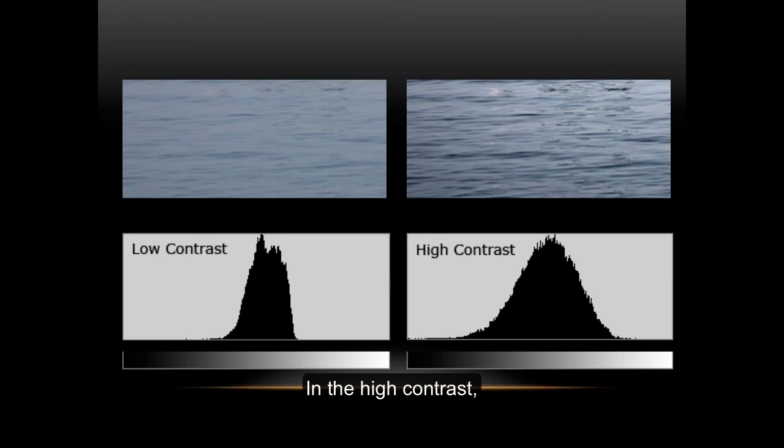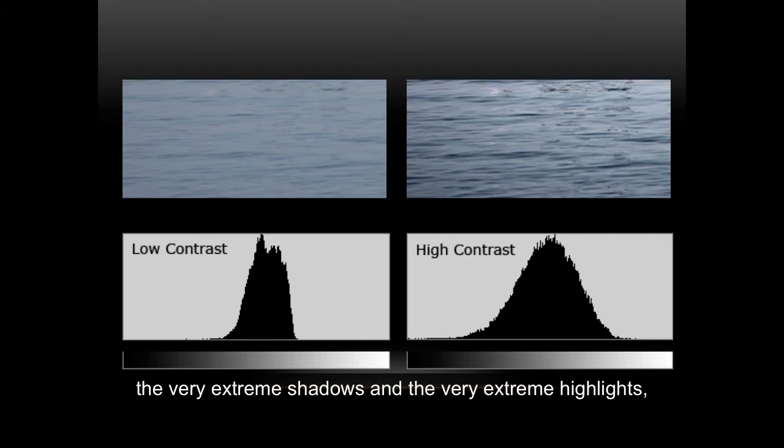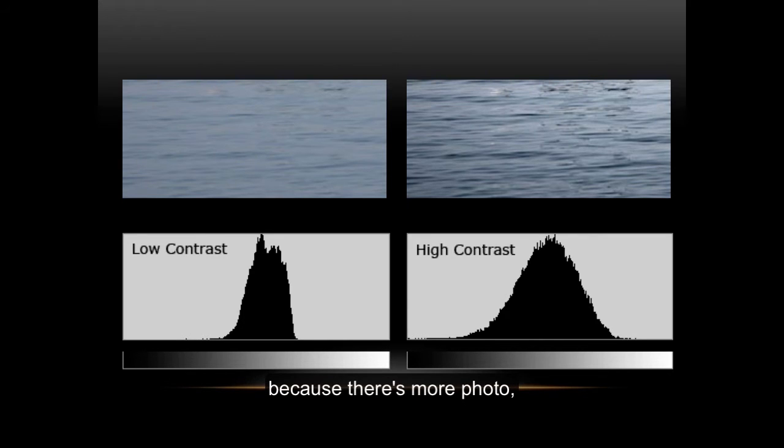In the high contrast, you can see the histogram is a little bit wider. It's a little bit more broad. Although we don't have pixels in the very extreme shadows and very extreme highlights, we still get a little bit better contrast because there's more pixels in the range. There's a higher pixel count. It's wider. So from 0 to 255, we've got more counts of pixels in there than we do on the example on the left.